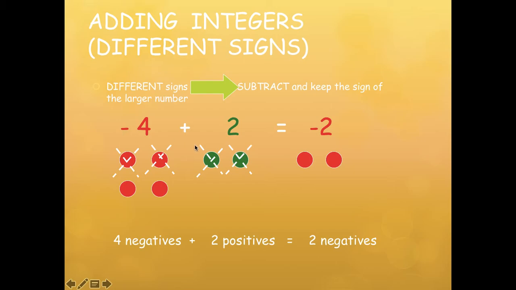Similarly, again we have different signs. We have one negative and one positive integer. And what is the rule for different signs? Different signs subtract and keep the sign of the larger number. Now again we have 4 negative counters and 2 positive counters. After finding the zero pairs, we are left with 2 negative counters. So when we subtract 4 and 2, we get 2. And keep the larger number's sign. What is the greater number here? 4. So keep the sign that number 4 has. It has a negative sign, so we'll put negative in the answer.